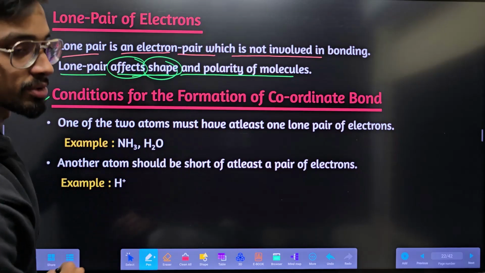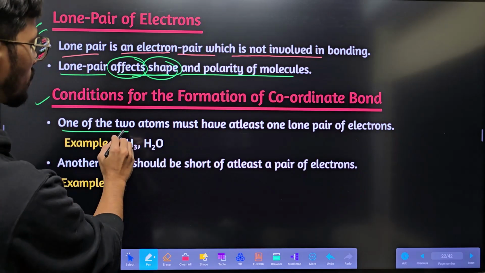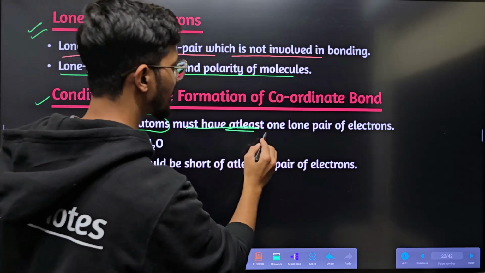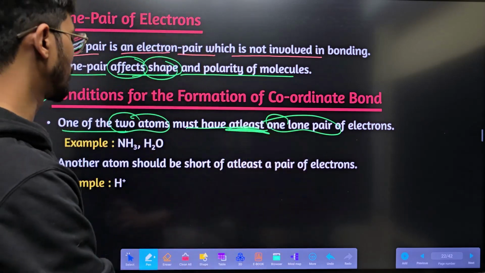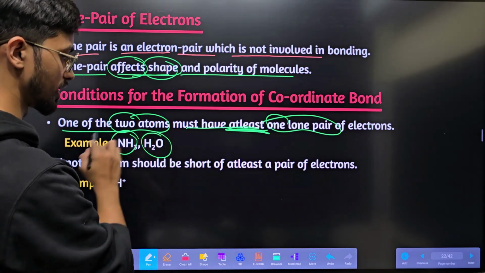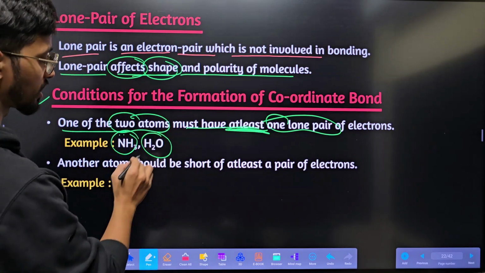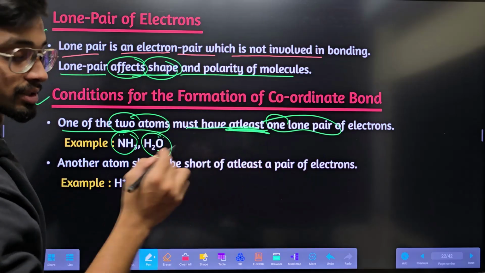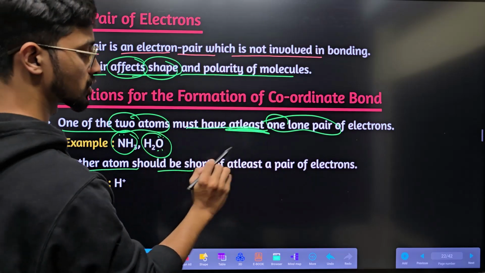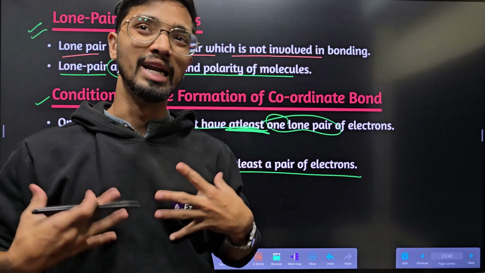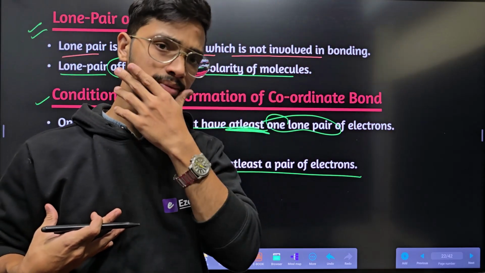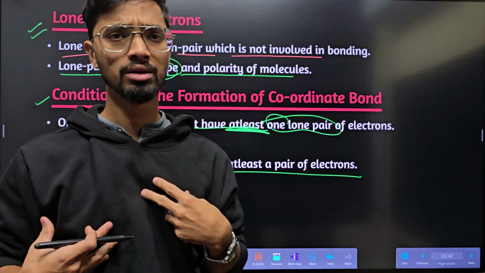Next, the condition for the formation of a coordinate bond. What is the condition? One of the two atoms must have at least one lone pair of electrons. Example, NH3, H2O. Here nitrogen has one lone pair, here oxygen has two lone pairs. Another atom should be short of at least a pair of electrons. Another atom should need two electrons extra, two electrons extra, not one.